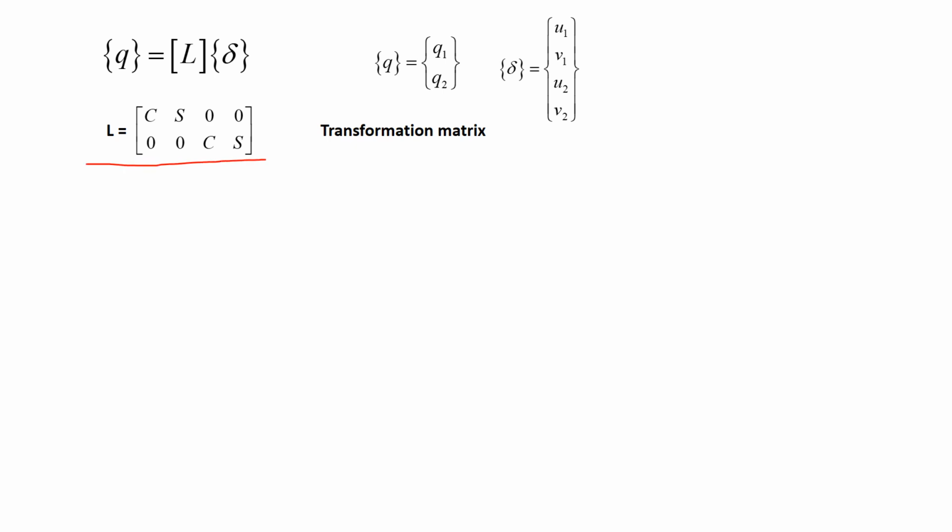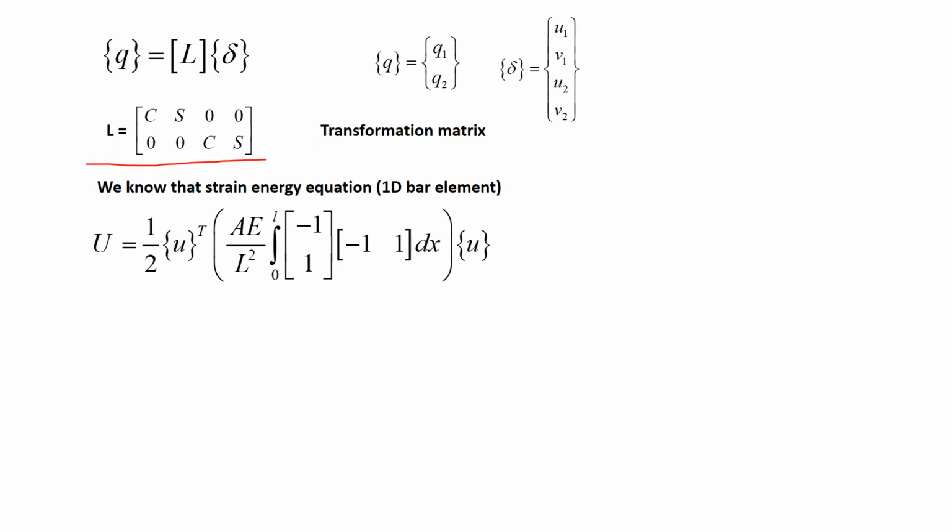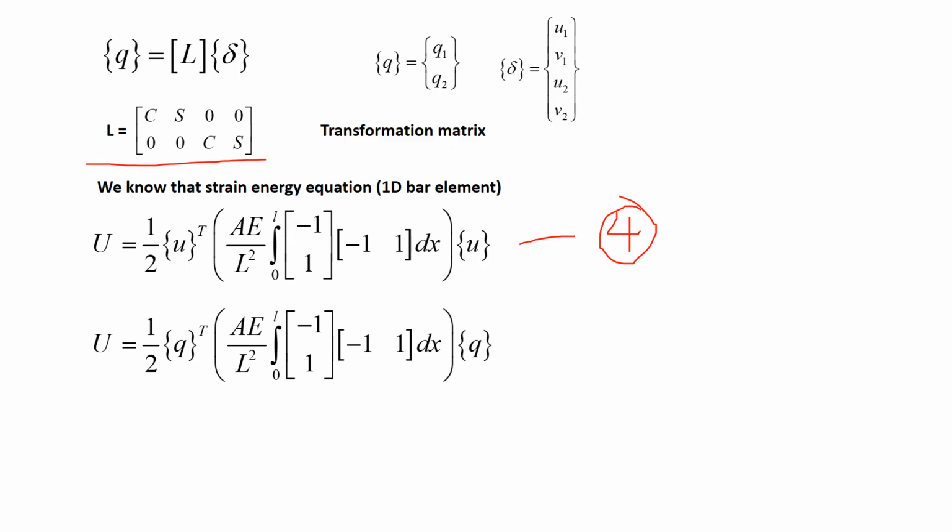From the concept of strain energy in one dimensional bar elements, we already derived the element stiffness matrix, and from those equations we are using it. Once again, this is equation 4 from the one dimensional bar element. In the previous classes we already learned that the strain energy is equal to half into U transpose, the stiffness matrix, into U. With this we can substitute these coordinates.